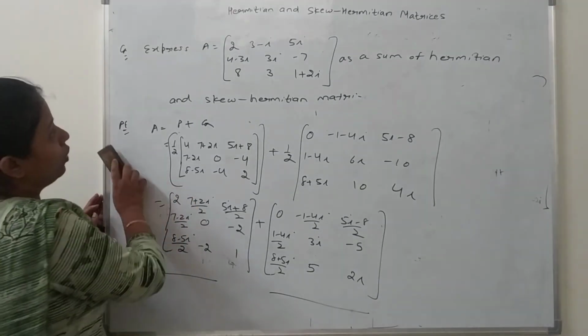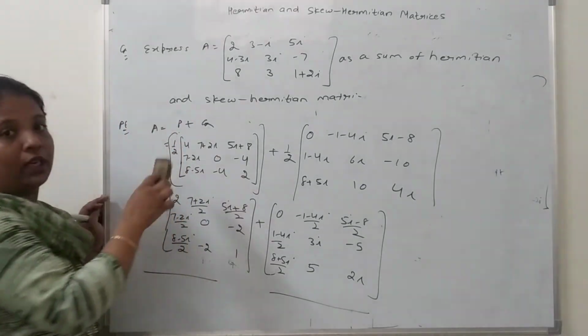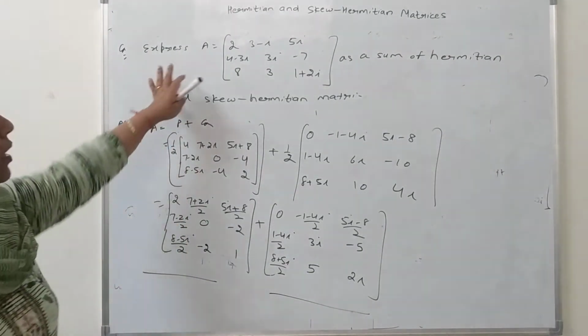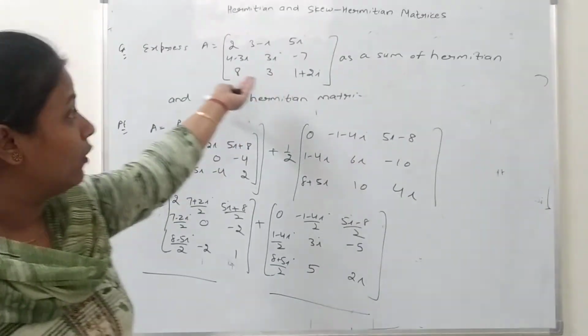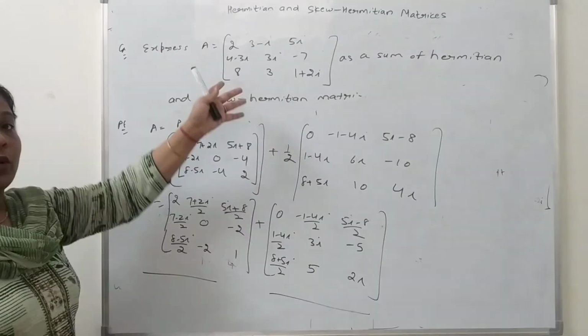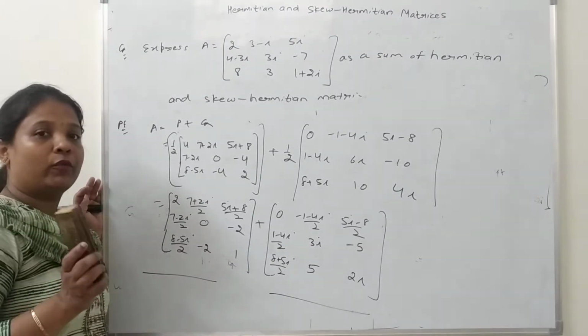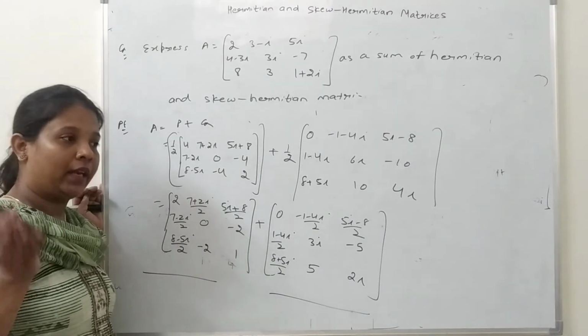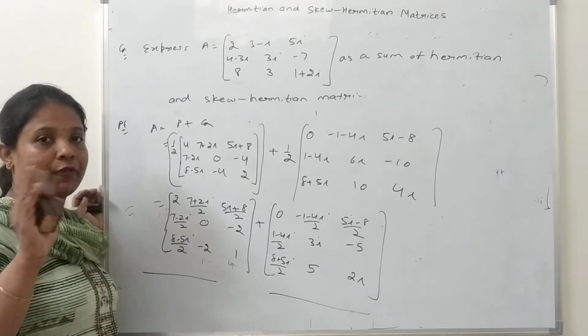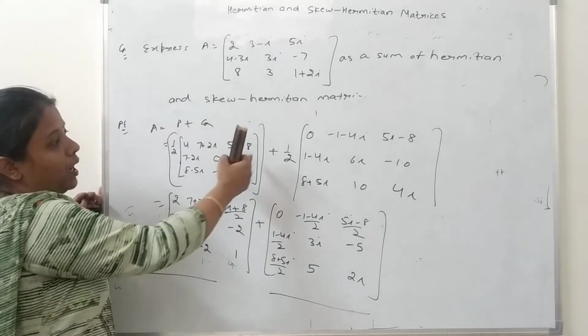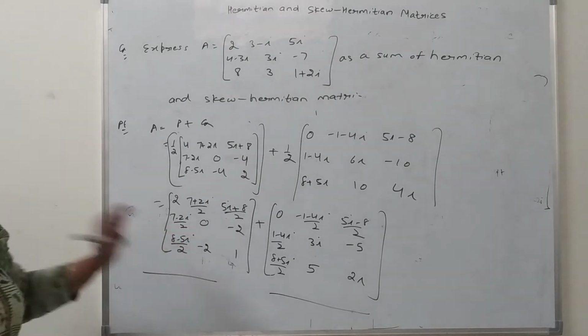Now, this was the question, and you will have similar questions. You will be given to express A as a sum of Hermitian and skew Hermitian. You have to simply find A theta. Then you have to find half A plus A theta and half A minus A theta. Half A plus A theta will be equal to P, and half A minus A theta will be equal to Q.